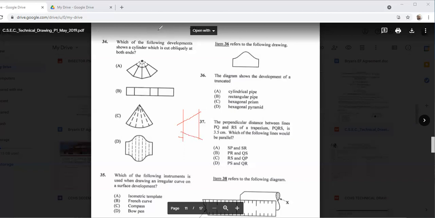So this would be the new shape. You cut it like this and you unfold it. This is circular, so when you unfold it, you would get something looking like this. Remember oblique? We looked at the word oblique before. Yes, oblique, truncated. So it would be this.